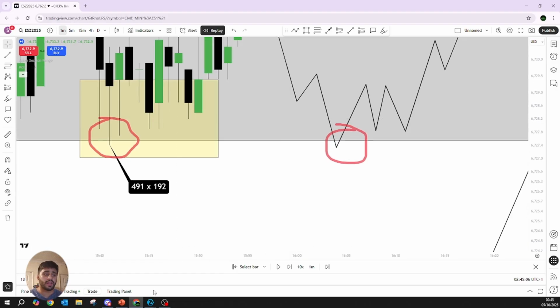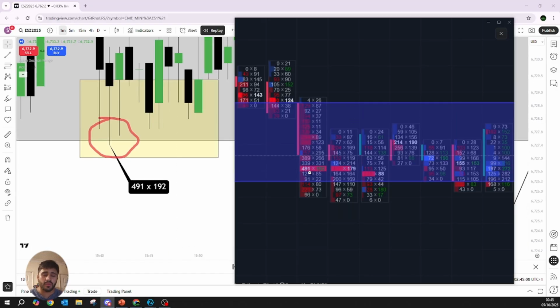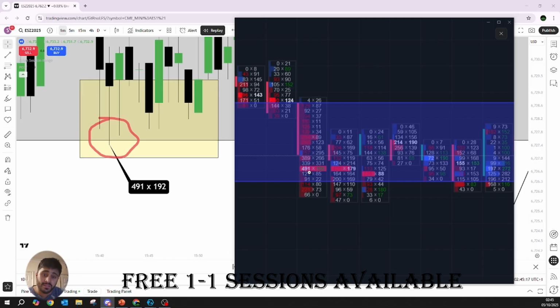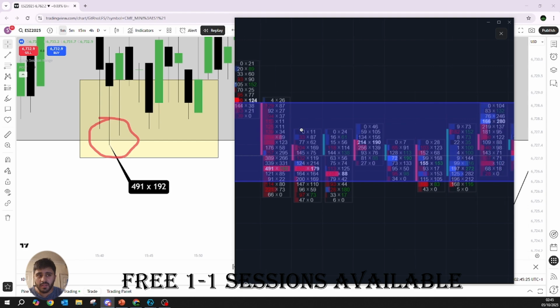So we have the bid on the left and the ask on the right. Here we have 491 on the bid and 192 on the ask. So there are more aggressive sellers than buyers, right? Think about it from a common sense logic perspective. Look at this candle over here, a ton of aggressive sellers. Same over here, a lot of aggressive sellers, right?